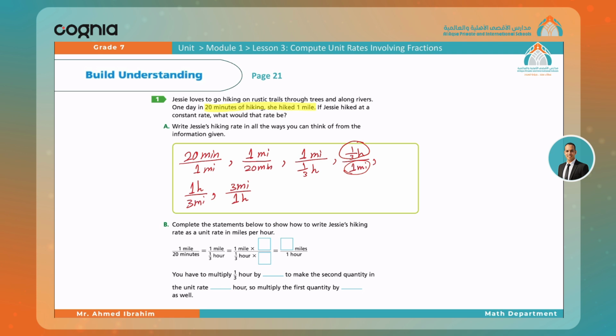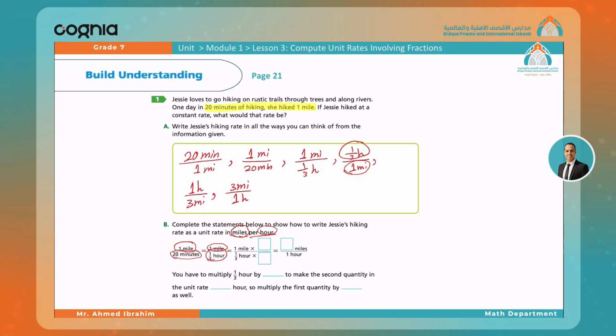So question B, complete the statements below to show how to write Jesse's hiking rate as a unit rate in miles per hour. Okay, guys, so it says here miles per hour, and get used to this, guys. The first item will be up, or the first thing that we will divide, and per hour, the denominator will be the hours. So as you can see here, up the miles, they are 1 mile, and that is in 20 minutes. Or as we said, we can make it 1 mile in a third of an hour.